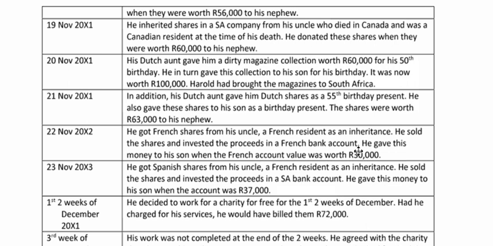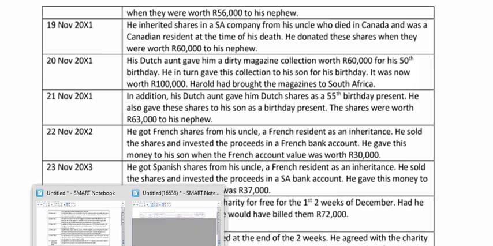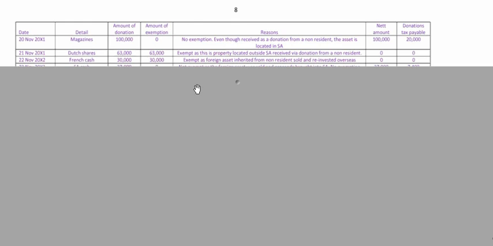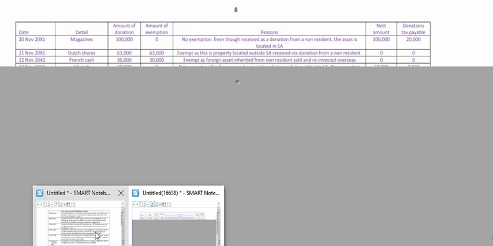And as long as that asset stays offshore and is a foreign asset, you can still donate it and it can still be exempt. So because he sold it and kept the proceeds offshore and gives the proceeds away, it is exempt. So inherited from a non-resident and money from that inheritance is still offshore, you can donate it and it will be exempt.